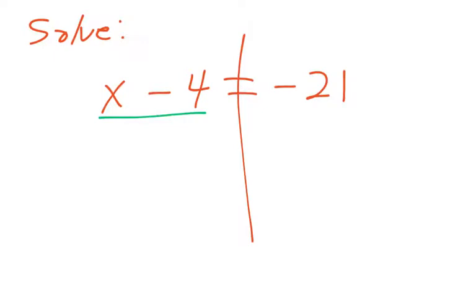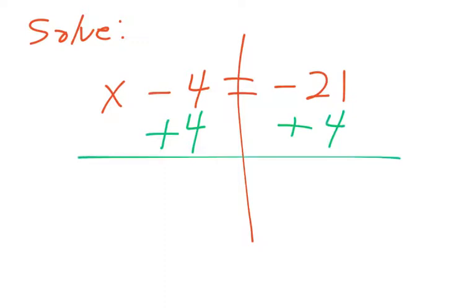So in order to get x by itself, you want to get the variable by itself, you want to do the inverse operation. So the inverse operation of subtracting 4 to both sides, or taking away 4 from x, would be adding 4 to both sides. Now remember, whatever you do to one side, you got to do to the other side.